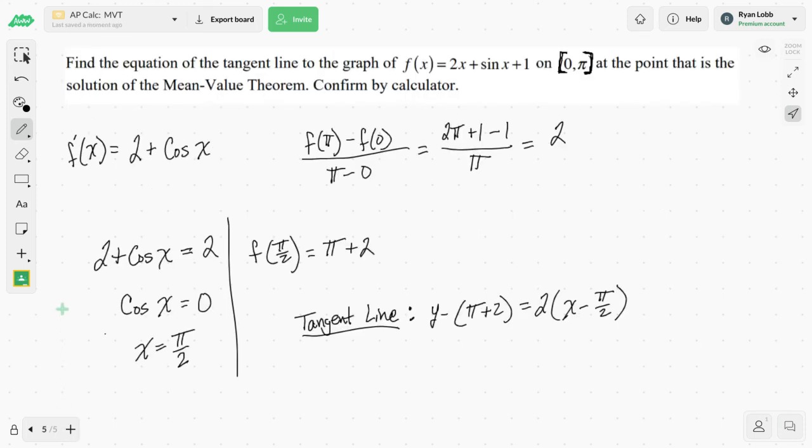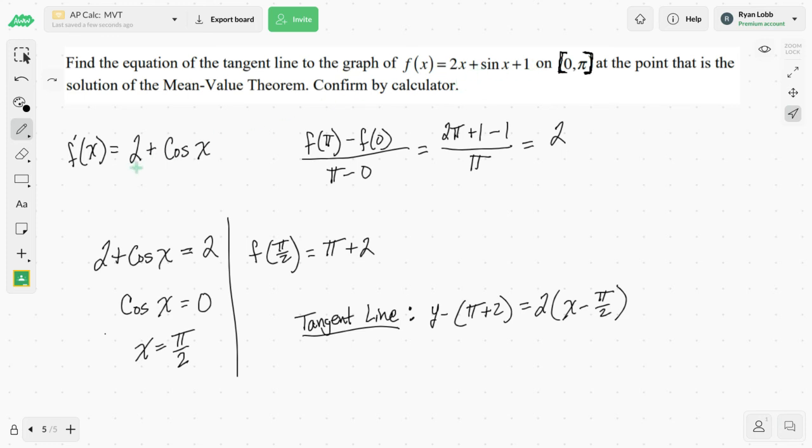Now in this one, we'll find the equation of the tangent line to the function f of x on the closed interval 0, pi at the point that is the solution to the mean value theorem. So in this case, we have this function f, which is continuous. 2x is a continuous function. Sine of x is a continuous function. So collectively, all that's continuous.